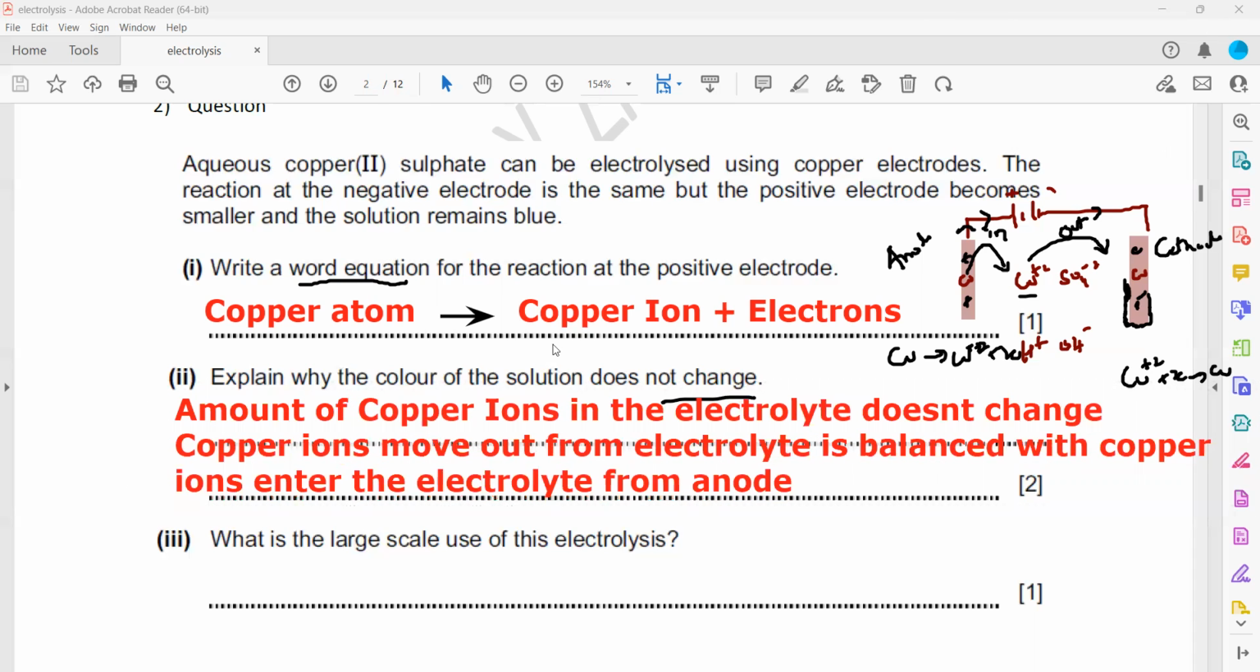And what is the large scale use of this electrolysis? So we can use this electrolysis for purification of copper. If you want to purify the copper, we can have anode made up of impure copper. So refining of copper or extracting the copper. If you want to extract the copper, we can use this technique, or if we want to purify or refine the copper, we can also use this technique.